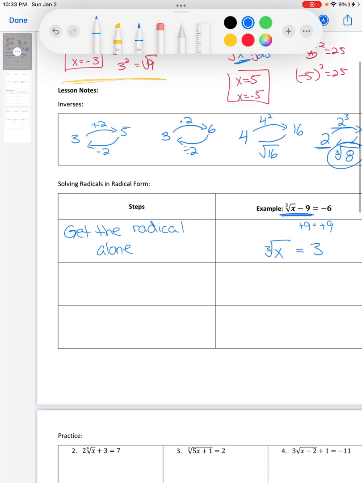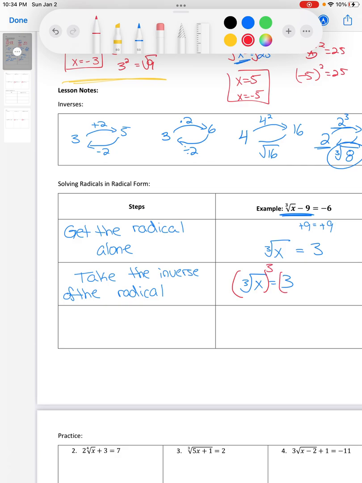Now, we need to do the inverse. So take the inverse of both sides. Take the inverse of the radical and do it to both sides. So the inverse of a cube root is cubing it. Okay, so what do I get? x equals 27. 3 times 3 times 3 is 27, okay?